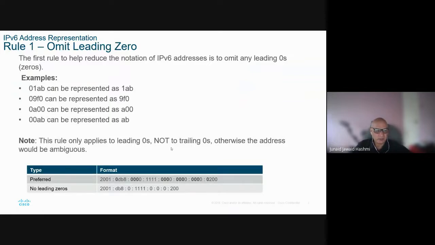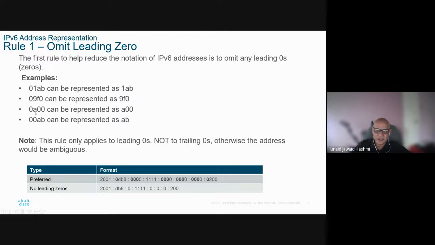But you can trim an IP version 6 address. There are ways to reduce the notation of an IP version 6 address, and there are some rules. One of the rules is to omit leading zeros, meaning the first zero only. Leading zeros are what matter, not the trailing zeros. So 01AB can be represented as 1AB, and 09F0 can be represented as 9F0.